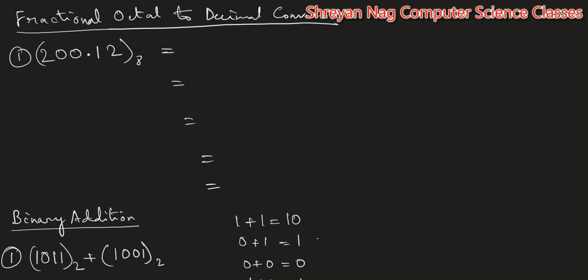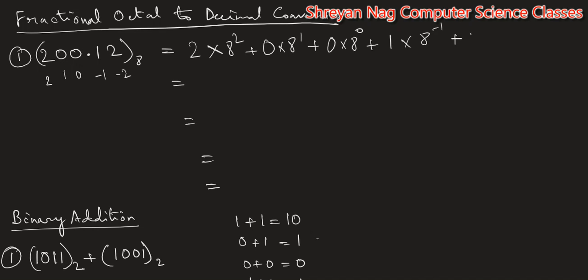Now for the fractional part, we see here 200.1 base 8. So we will write like this 0, 1, 2, and from the right side of the decimal point we will write -1, -2. So 2 into 8 to the power of 2 plus 0 into 8 to the power of 1 plus 0 into 8 to the power of 0 plus 1 into 8 to the power of -1 plus 2 into 8 to the power of -2.